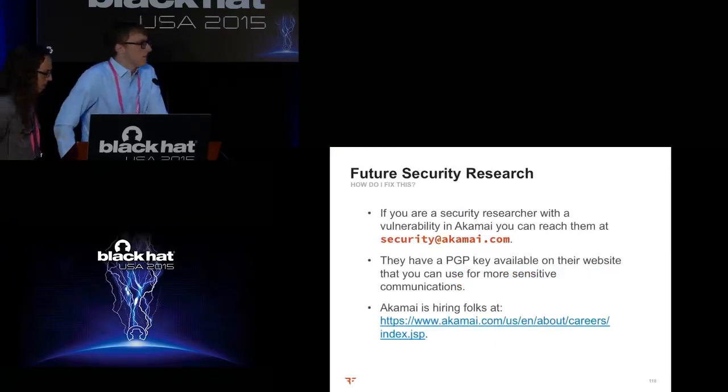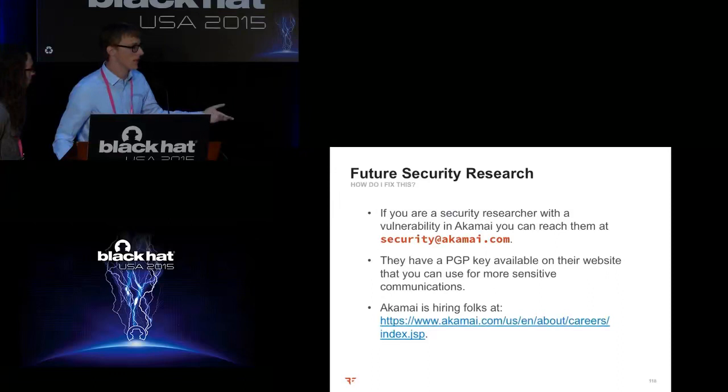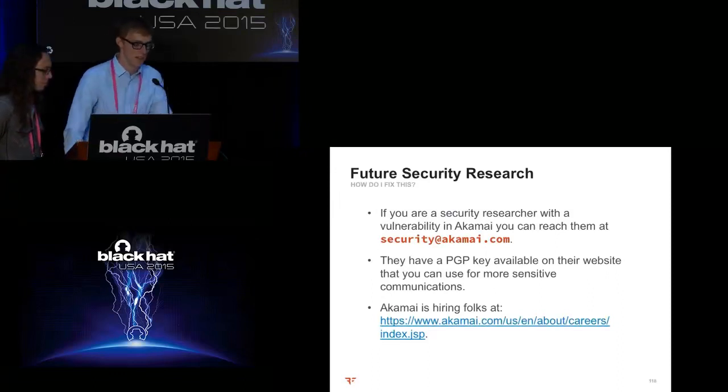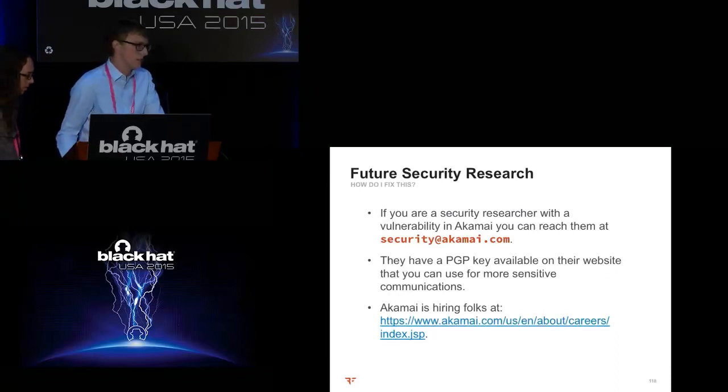Akamai would also like to make note that if you're a security researcher like us and you have a vulnerability in their platform or any part of their service, they want you to reach out. They really want people to help them out. They're not going to turn you away if you have a vulnerability. They actually want to work with you and get this fixed. So if you do, hit them up at security@akamai.com. They have a PGP key on their website if you want to make sure that you're talking to the right people and your communication is secure.